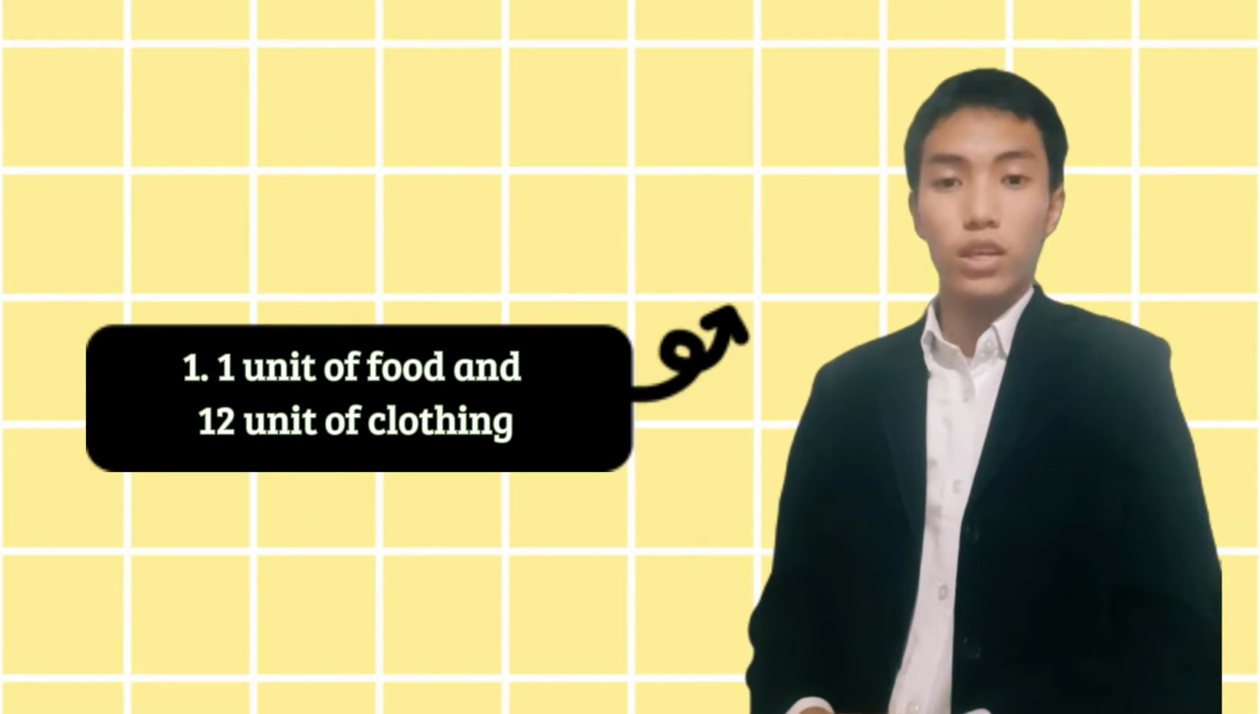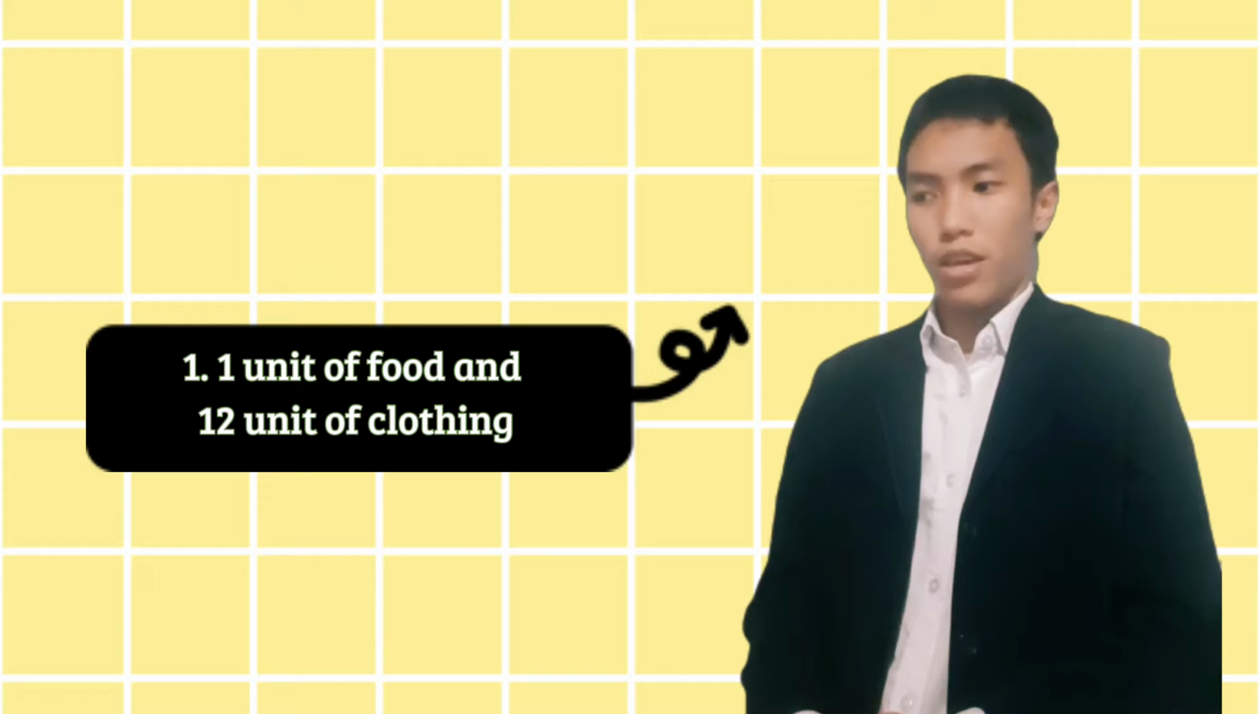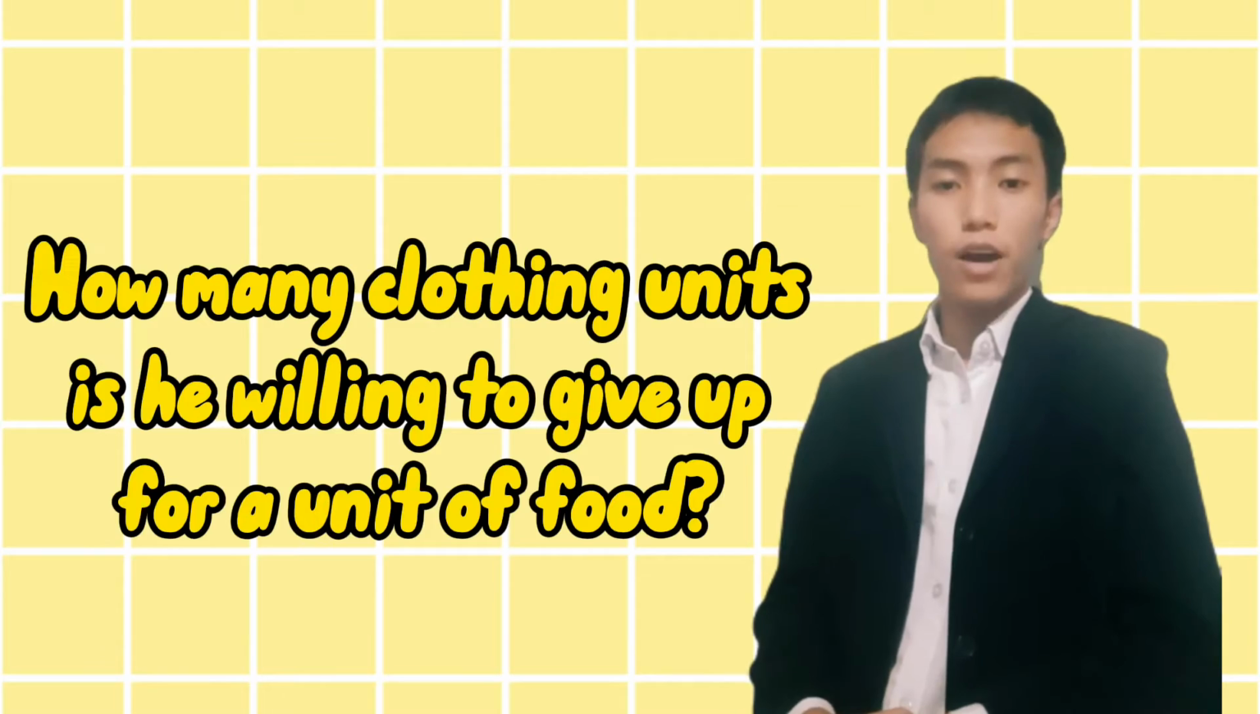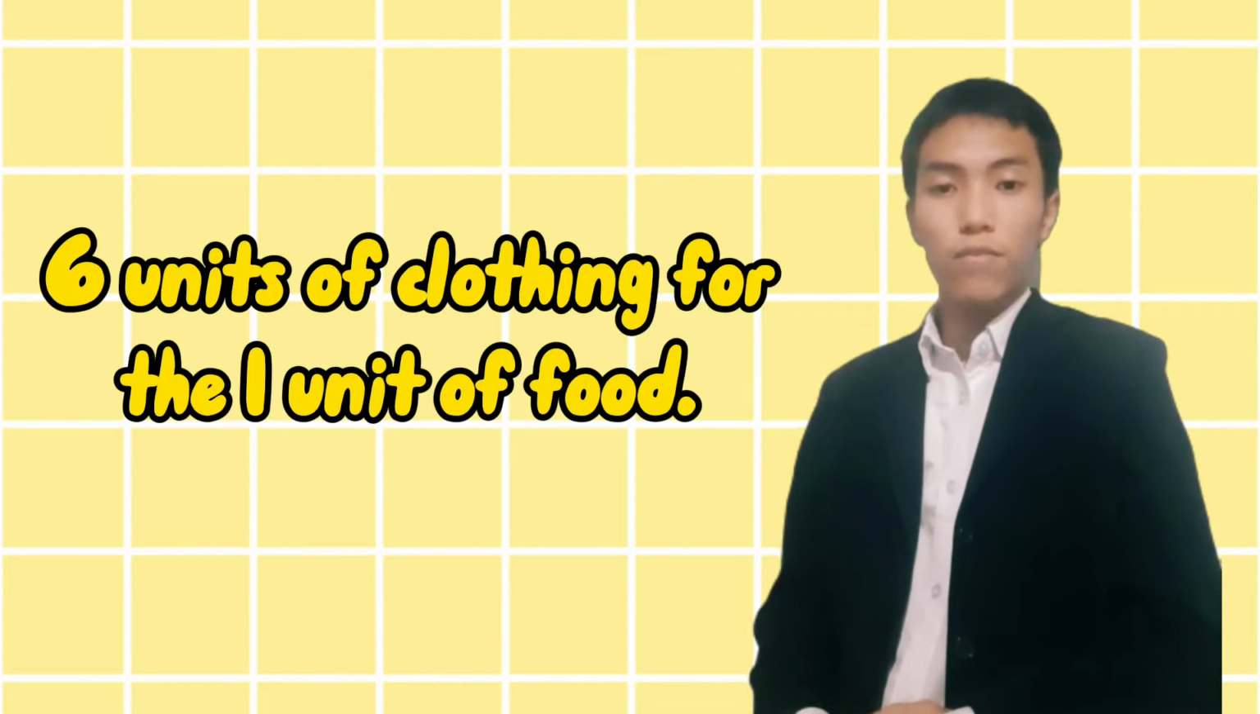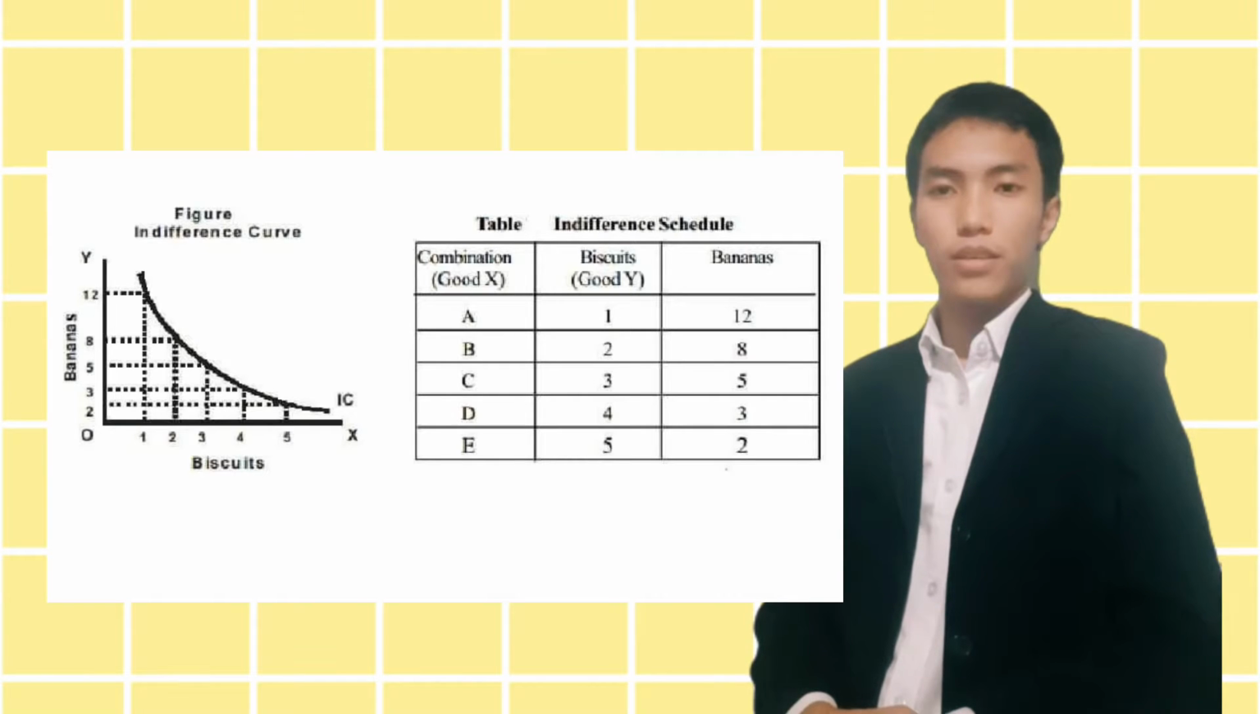In the example, Peter has 1 unit of food and 12 units of clothing. But we ask how many units of clothing he is willing to give up just for this food unit. And now, he is willing to give up 6 units of clothing just for the 1 unit of food. And by asking him similar questions, here are the tables. And below it, there is the graph.